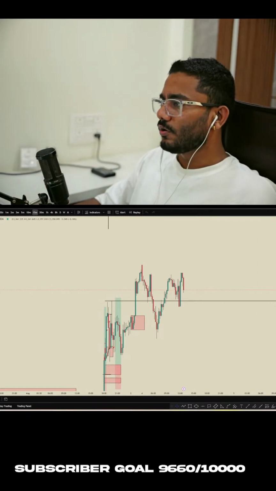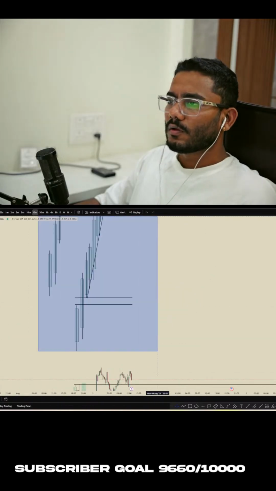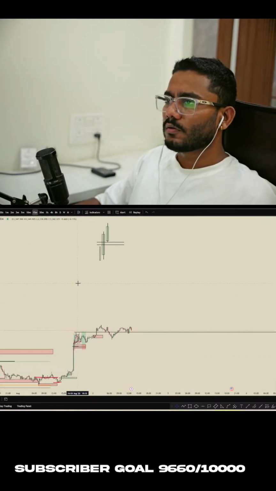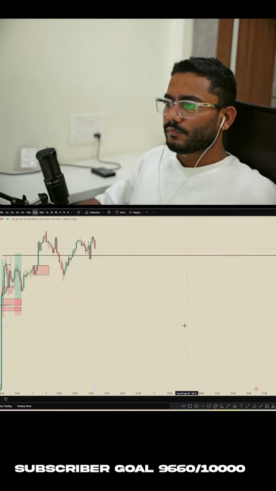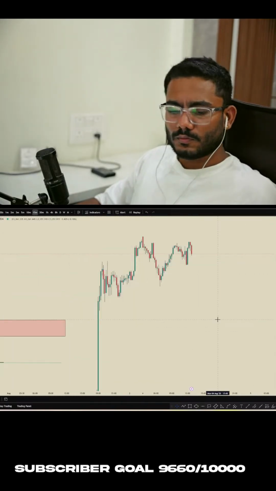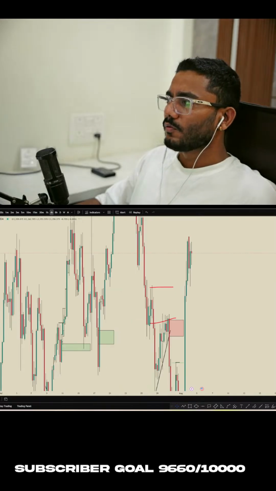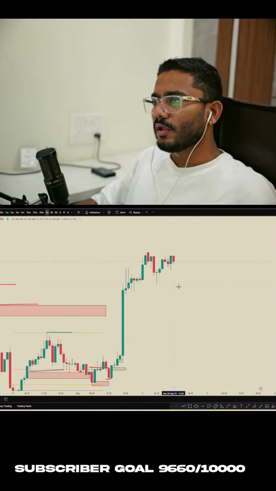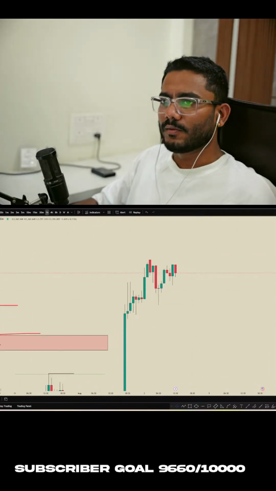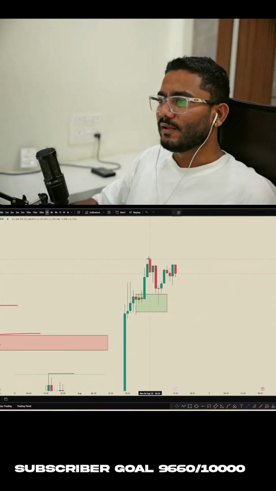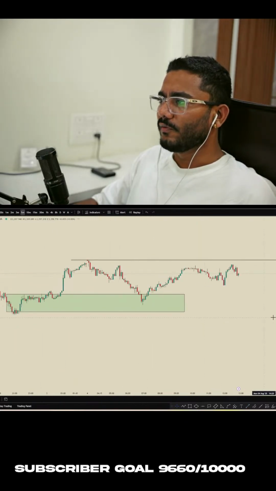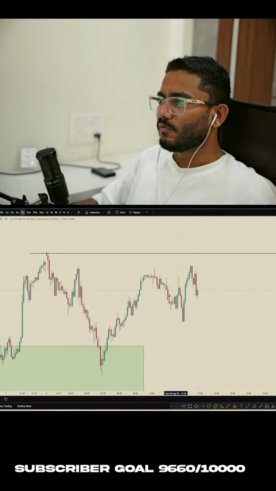So right now on gold, looking at the 1 hour chart, we can see price has tapped this area, which is this wick, and we have sell side liquidity above this area. If you go to 5 minutes, we can see price has already swept this area.